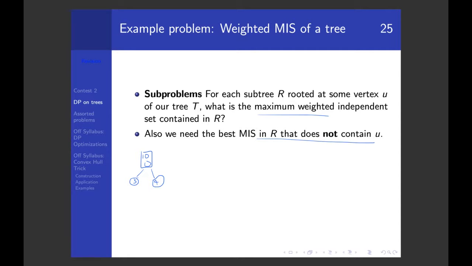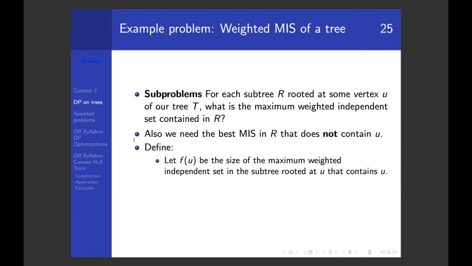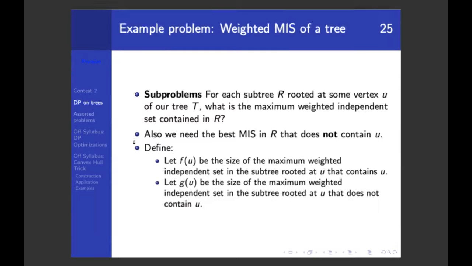Case 1 is we can include it if we want. We don't have to include it, but we can. Option 2 is it doesn't include it. Explicitly does not contain u. That's this one here. And then how can we compute these? Just formal definitions. So f of u, we'll say, is the maximum weight of the independent set that contains u, and g of u does not contain u.